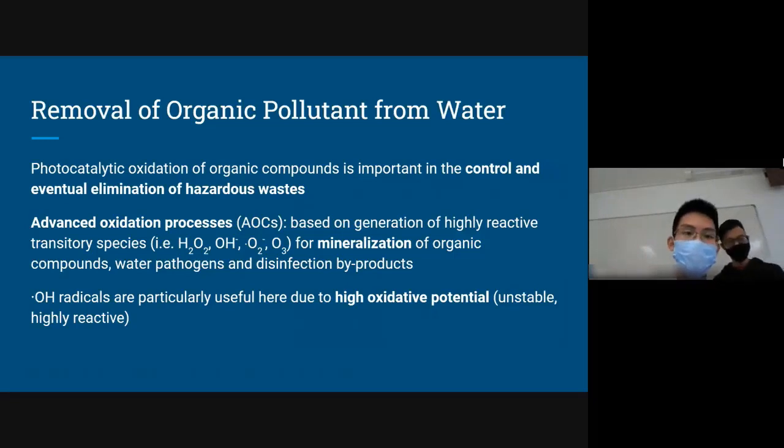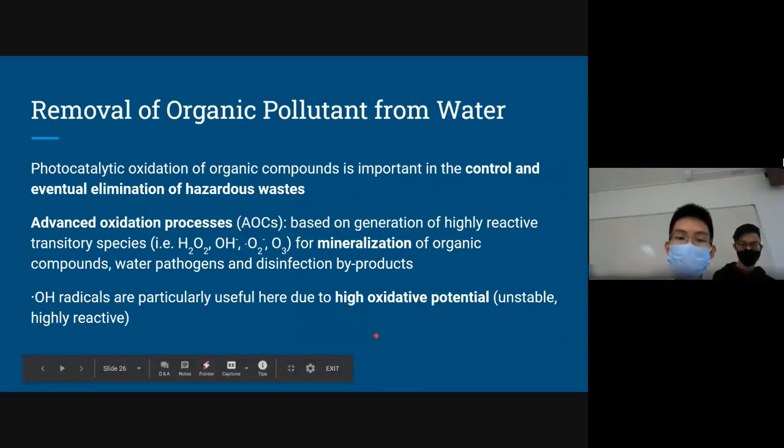Another use for photocatalysis is the removal of organic pollutants from water. In a sense, it helps in controlling and eliminating hazardous waste through a process called advanced oxidation processes. In this sort of process, you mineralize organic compounds, water pathogens, and disinfection byproducts through the generation of highly reactive transitory species such as H2O2, OH-, and so on. In this case, OH radicals are particularly useful because of their high oxidative potential.